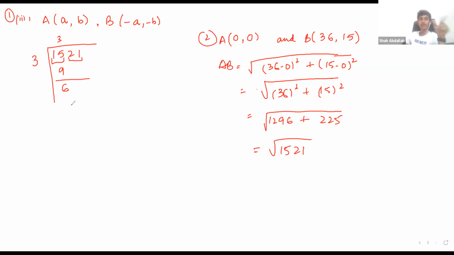Ma'am, why not 3 into 5? No, we are not dividing. We are taking the square root. So we make use of squares here. Okay, this is the way to find a square root. We are not dividing it. Fine. Okay. So 3 into 3 is 9.